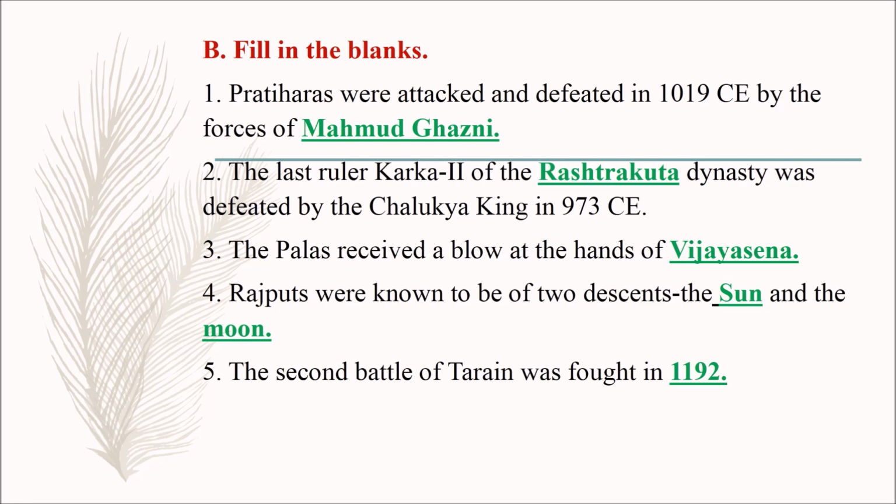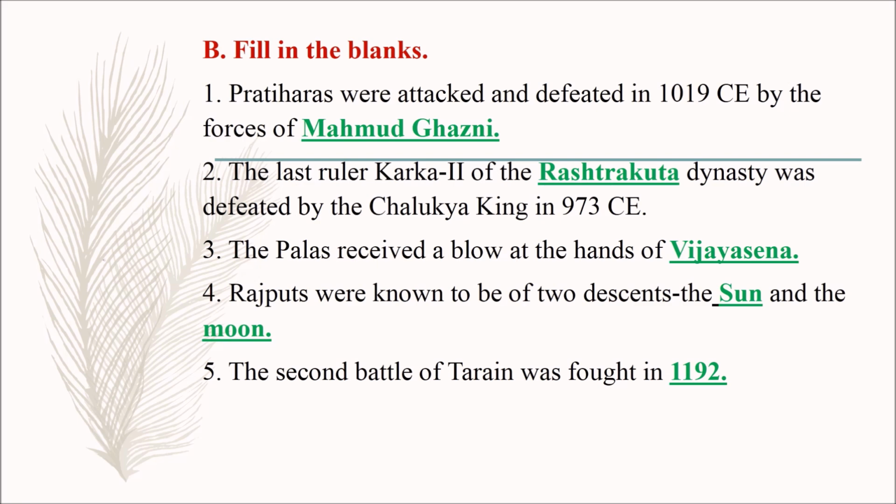Section B. Fill in the blanks. Question number 1. Pradikaras were attacked and defeated in 1019 CE by the forces of dash. So the correct answer is Muhammad Ghazni. Question number 2. The last ruler Karka II of the dash dynasty was defeated by the Chalukya king in 973 CE. So the correct answer is Rashtrakuta dynasty.